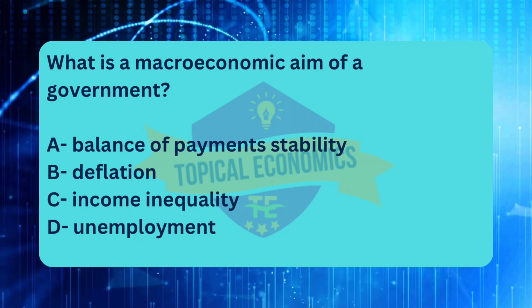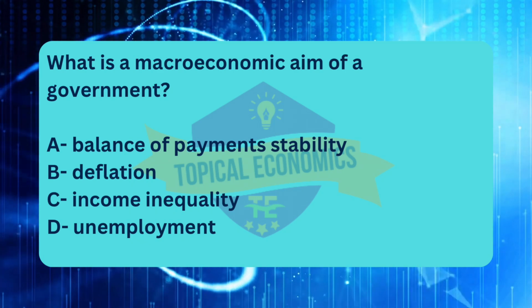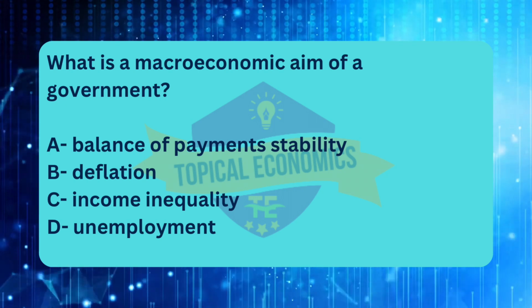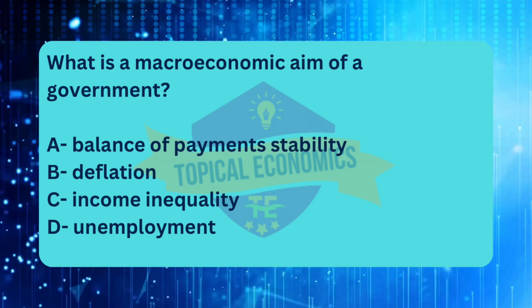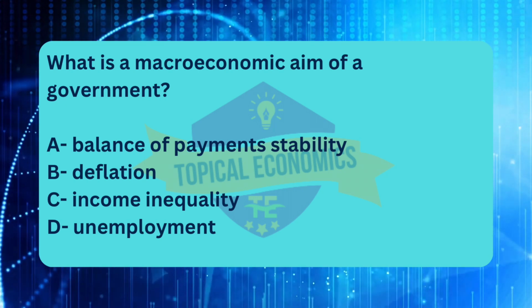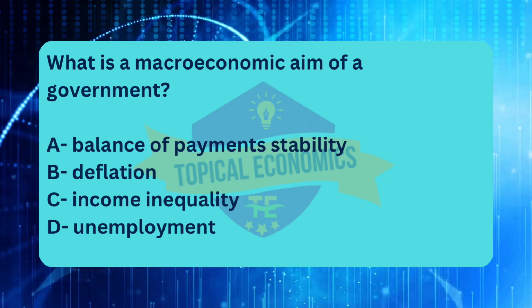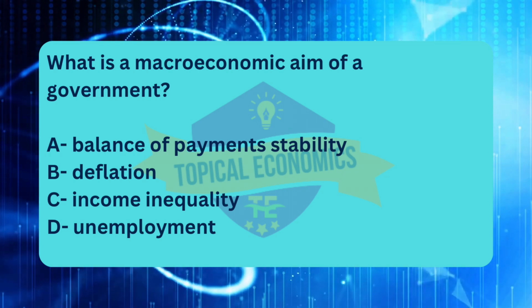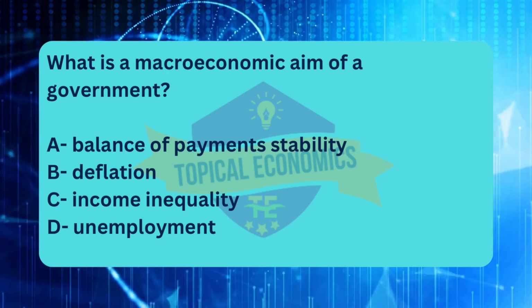Lastly, Option D, unemployment. Reducing unemployment is an important goal, but it's often considered a part of broader economic policies, particularly under full employment goals rather than a primary macroeconomic aim. Governments usually seek to achieve low unemployment, but it doesn't necessarily define the main macroeconomic objective on its own.